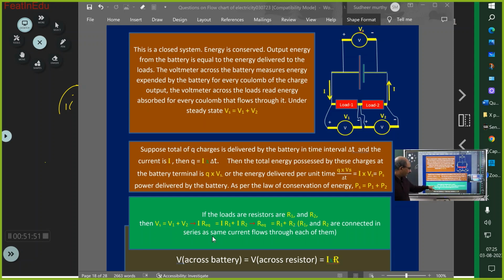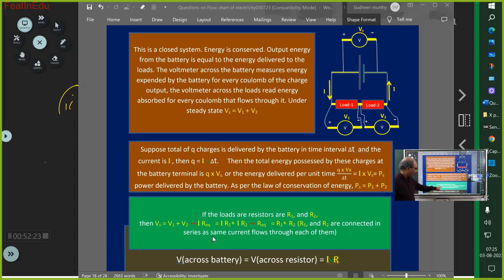So I have done a manipulation here. I have multiplied this equation by I. What is Vs? What is V1? V1 is I into R1. What is V2? I into R2. And on the left side, instead of Vs, I wrote I into Req. I is the current coming from the source, and Req is the load seen by the source. It's called manipulation.